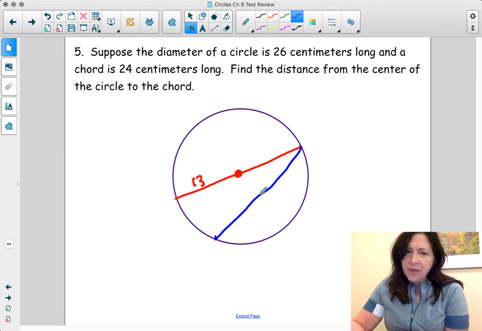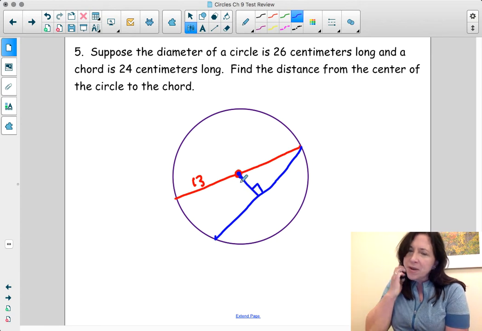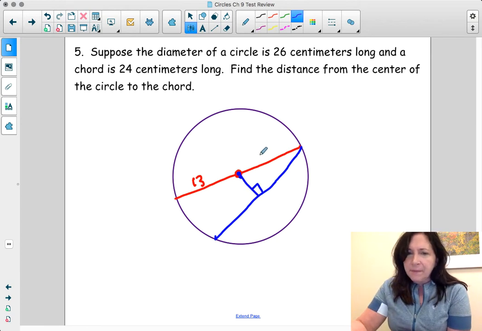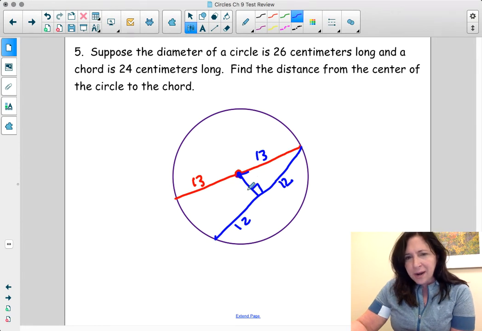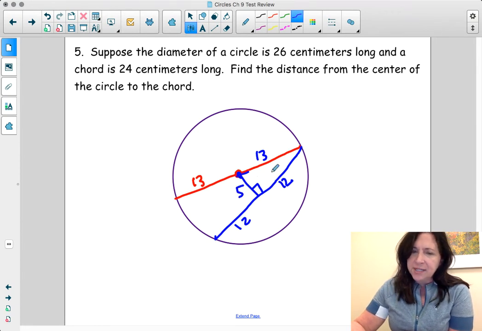So that's 24, meaning that anytime my center comes down like this, that makes that perpendicular. It means that that's 13, that's 13. If this whole length is 24, this is 12, and this is 12. And this being a right triangle, that makes that a 5, 12, 13 triangle. Find the distance from the center. Well, the distance from the center is 5.